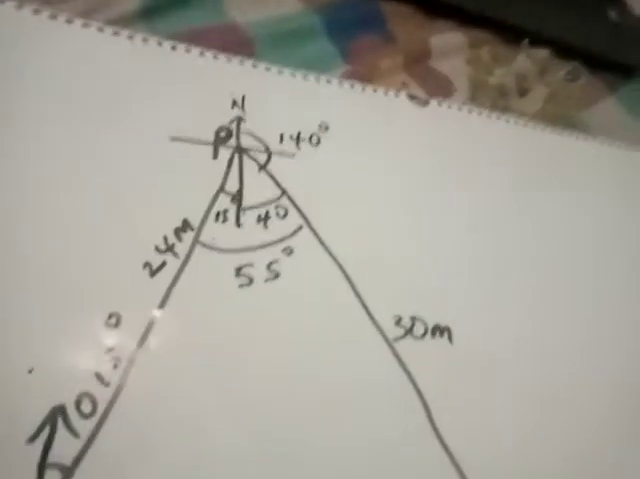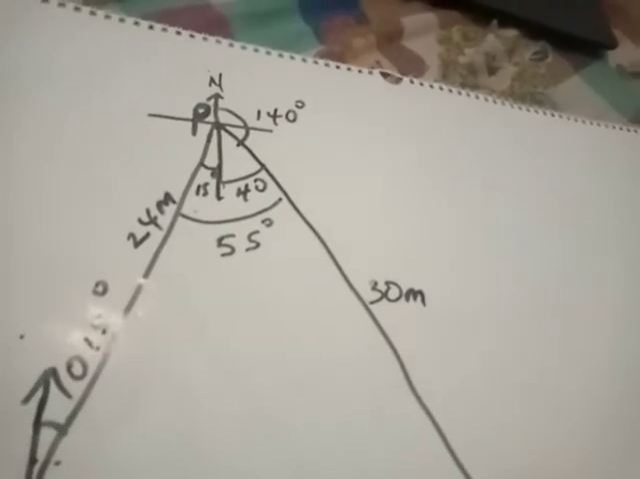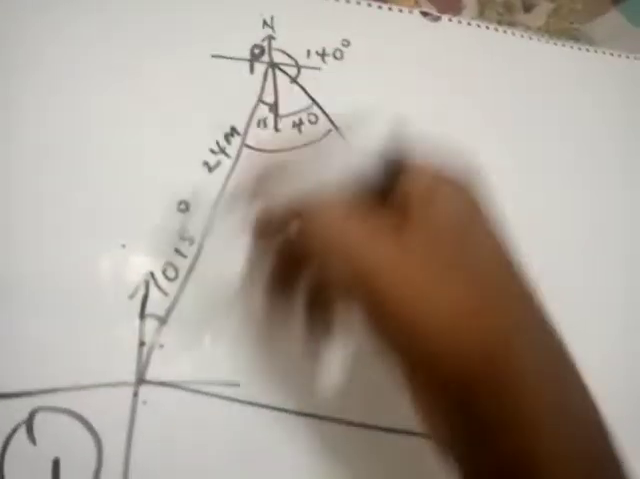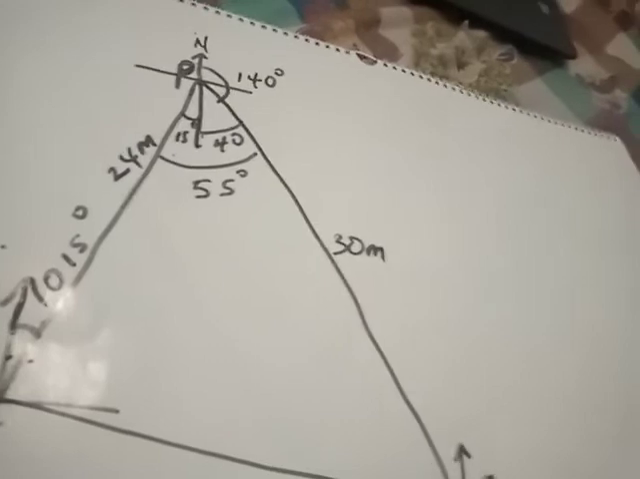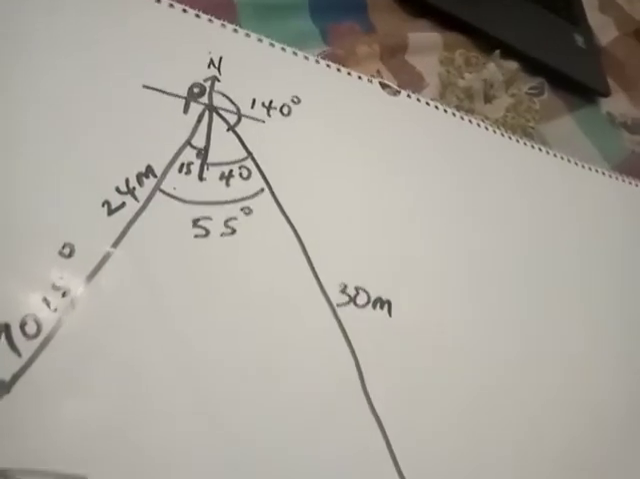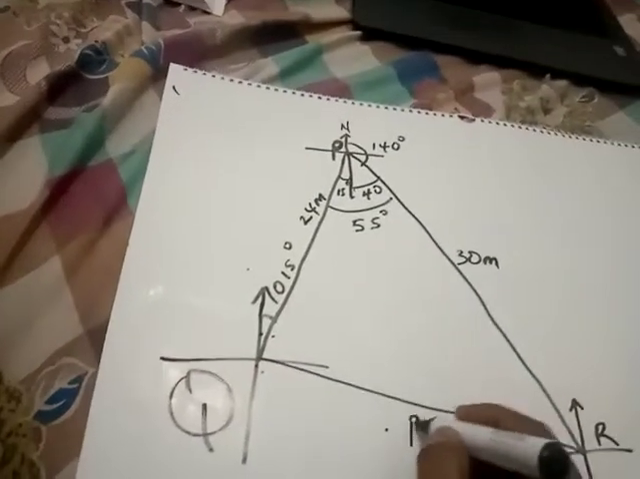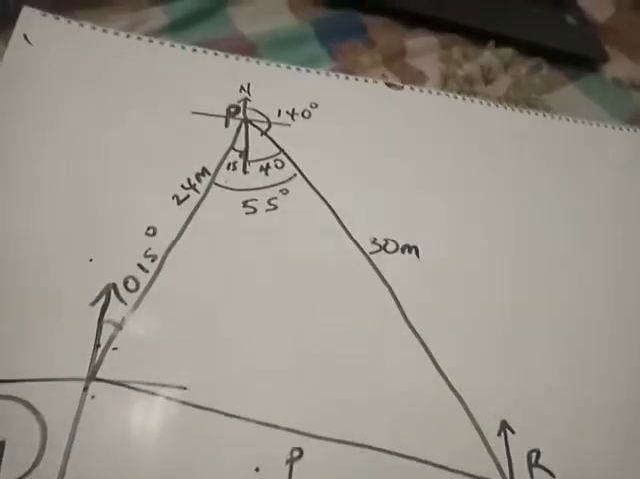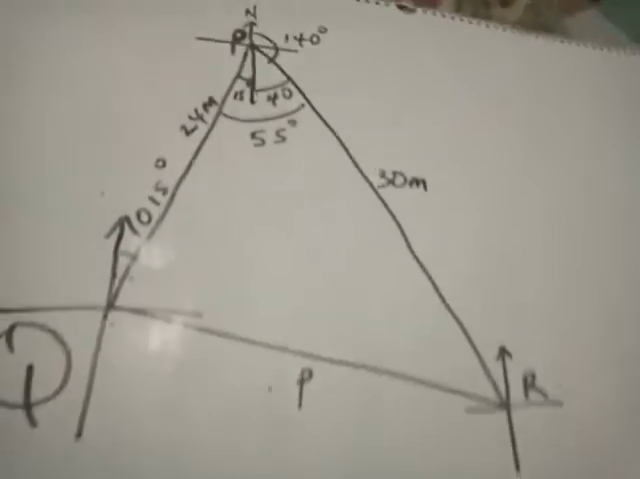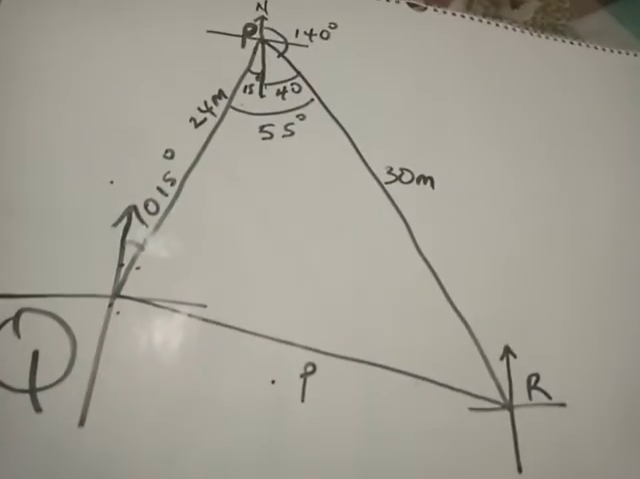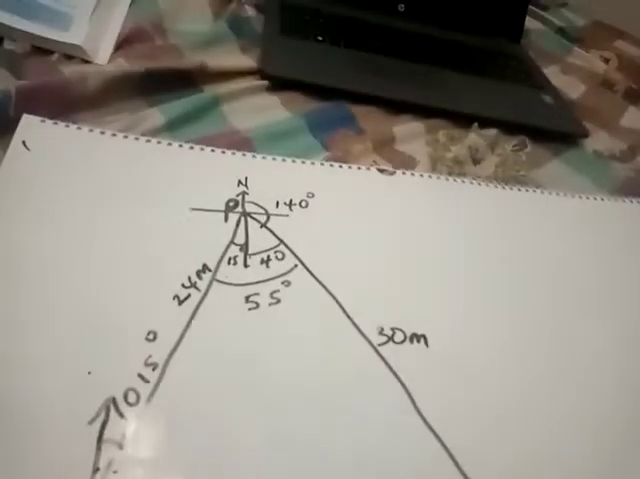Now, the first question there says if QP is 24 meters and RP is 30 meters, find the distance between R and Q. This is the distance between R and Q. We can call it x, or we can use small letter p since it's facing angle P. We can easily solve this using the cosine rule.